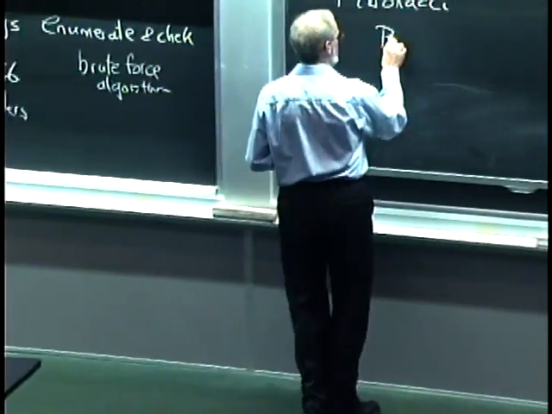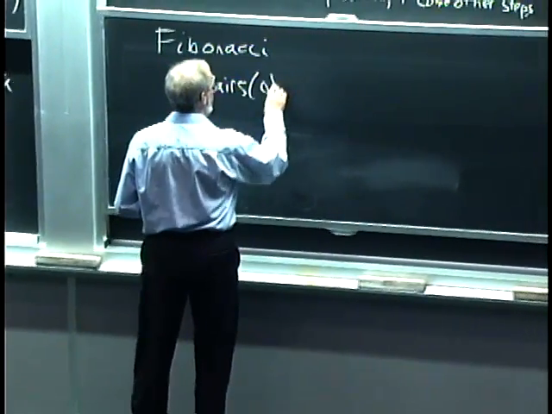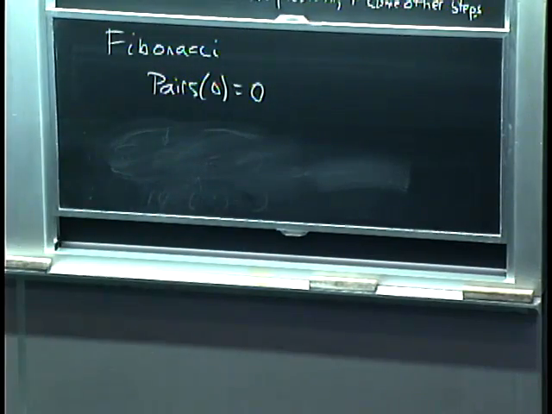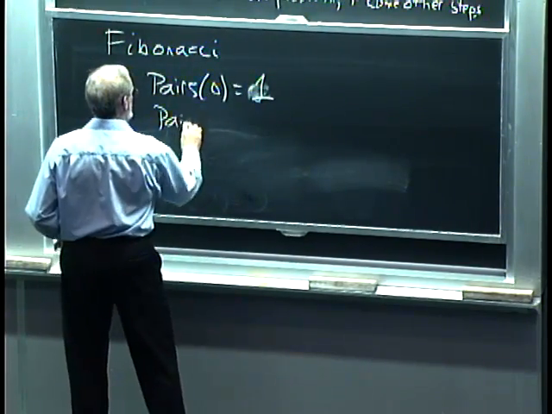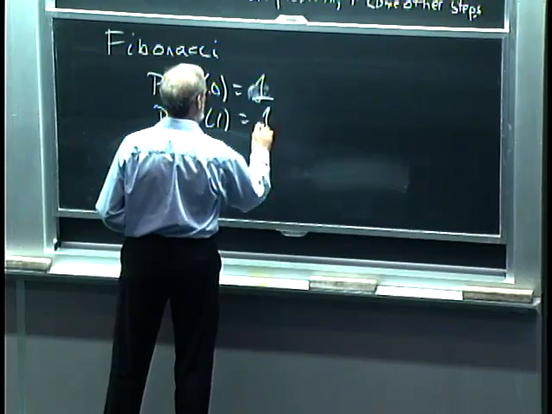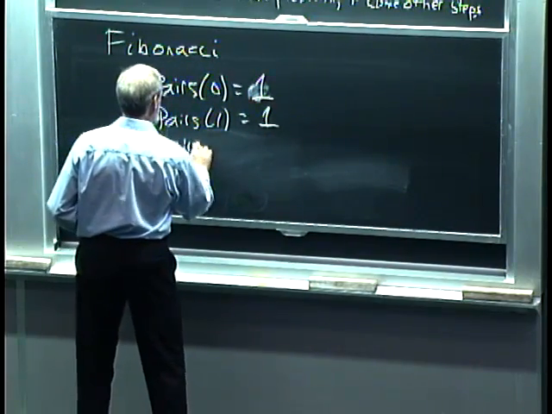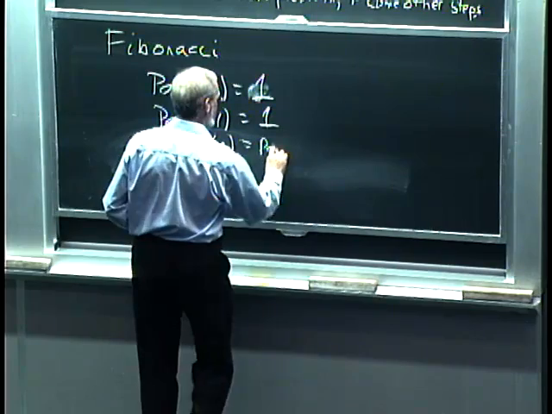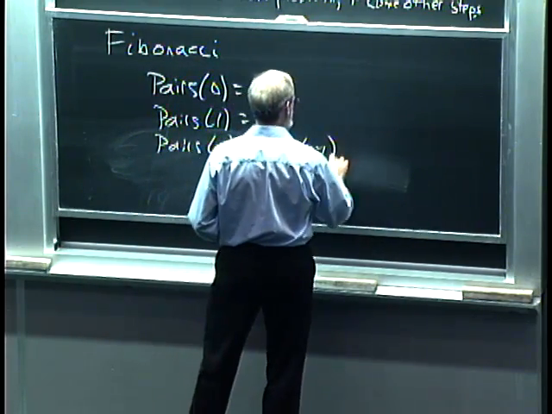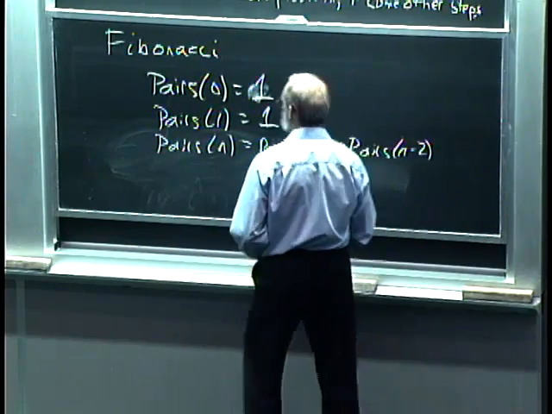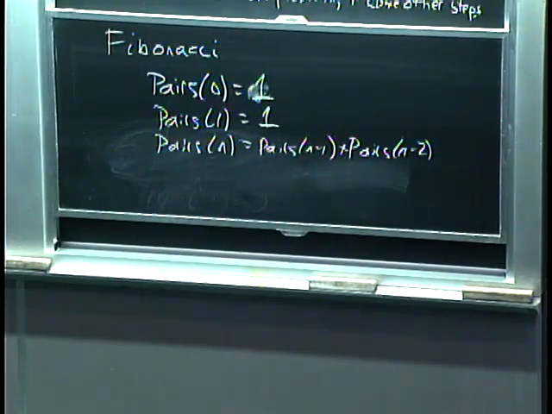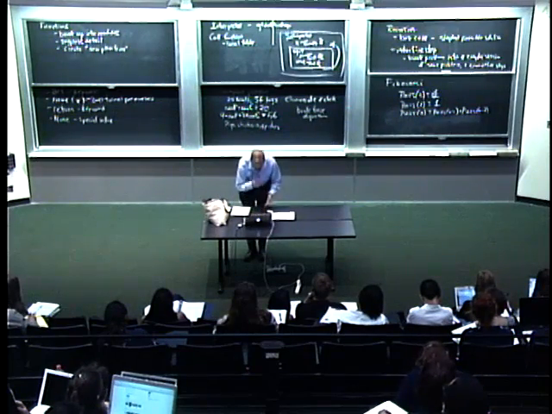And so we can do this with the following little definition. We're going to let pairs of 0, the number of pairs at month 0, actually not be 0, be 1. We'll let the number of pairs at month 1 be 1. And then the number of pairs at month n is the number of pairs at month n minus 1 plus the number of pairs at month n minus 2. Sum of the previous 2.